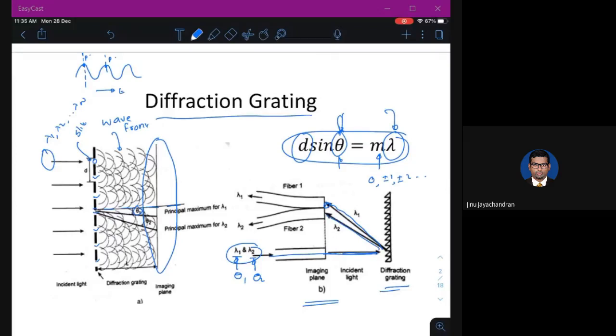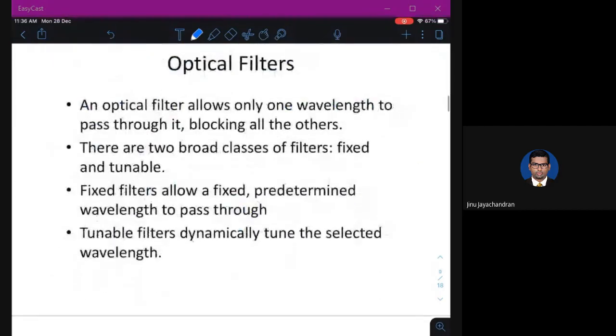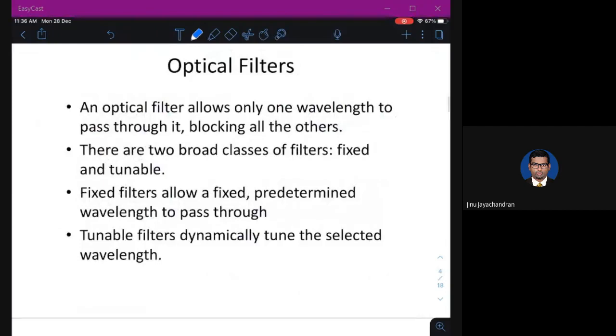Okay, since you have a large number of slits, it is possible that at some of the slits lambda 1 is available, in some other slits lambda 2 is available, and then you can separate them. This is called a diffraction grating. So basically you have filtered out a wavelength, or a combination of wavelengths, from your light. So diffraction grating is, you can say, a basic stuff in optical filtering.